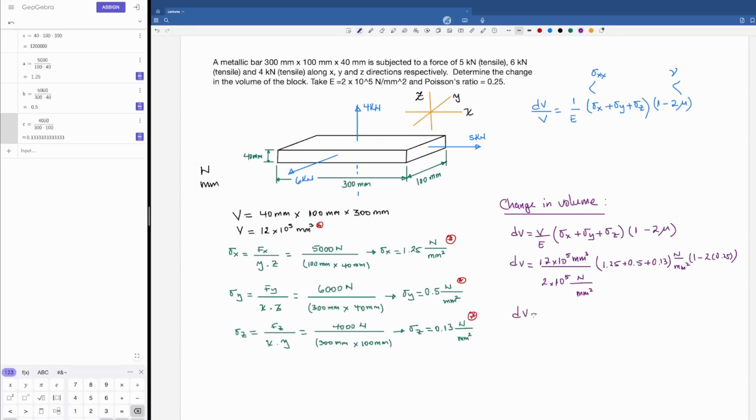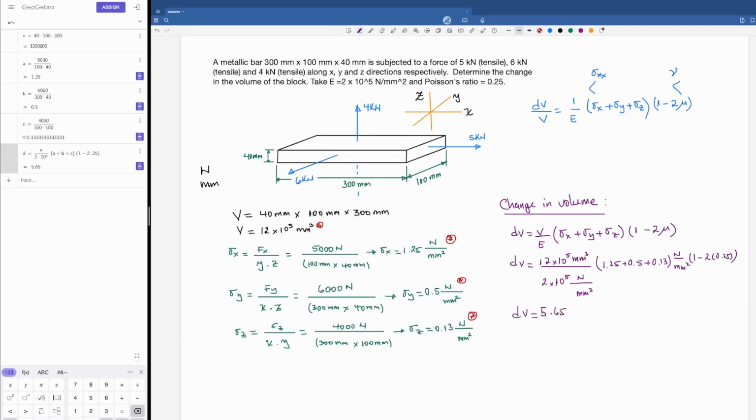Then this change in volume is going to be equal to what? Let's go to the calculator. It's going to be V divided by E, and E is 2 times 10 to the power of 5, times the sum of the normal stresses, which are A plus B plus C. I'm just using the same reference, the results already gotten here, so that's why I can write it like this. And then this is going to be multiplied by 1 minus 2 times 0.25. And that is 113 divided by 20, and that's awesome. This is going to be 5.65 units.